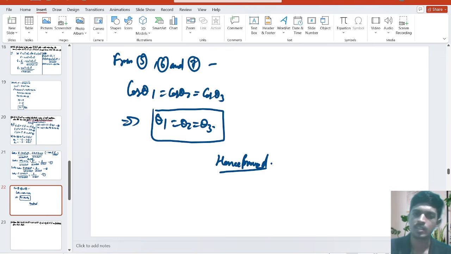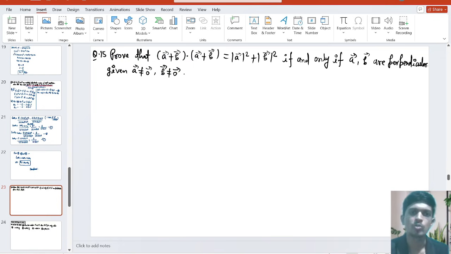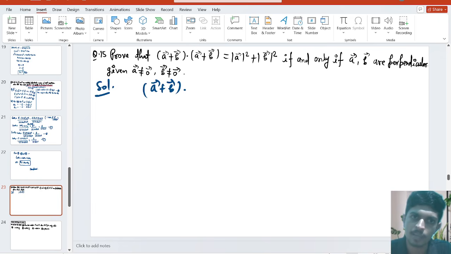So coming to the next. So we proved that (vector A plus vector B) dot (vector A plus vector B) is modulus of vector A whole square plus modulus of vector B squared. The solution is what? So we know that for vector A plus vector B, taking the dot product here, let theta be the angle between them.